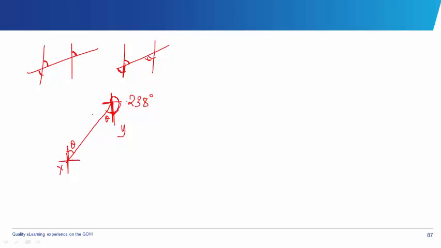And if here is theta and this side is 180 degrees, angle on a straight line is 180 degrees, therefore theta will now be 238 minus 180. So 238 minus 180 gives us 58 degrees. So this angle here equals 58 degrees, and that is our final answer. Okay, now let's consider another example.